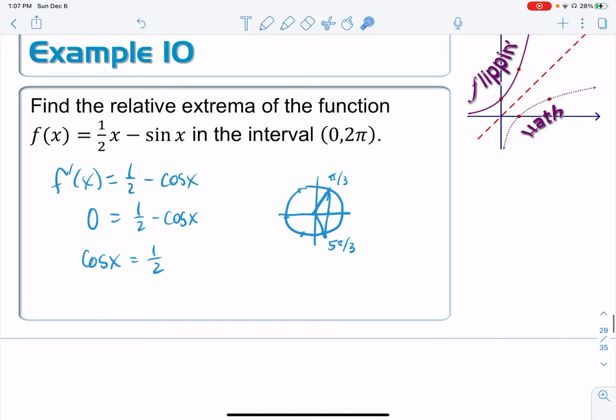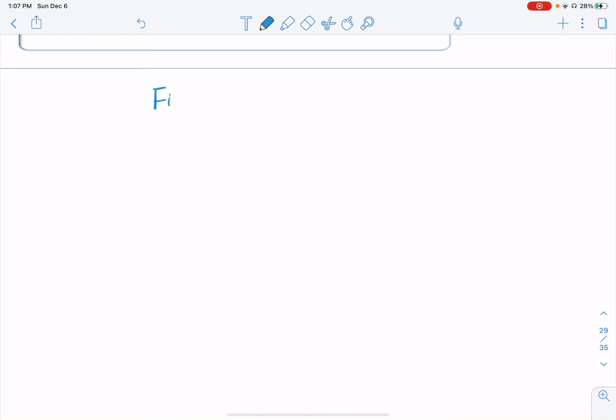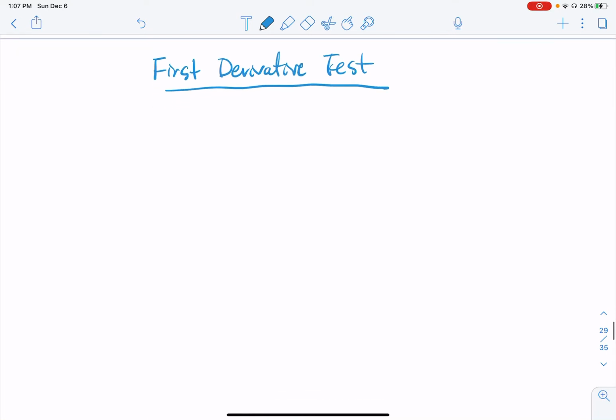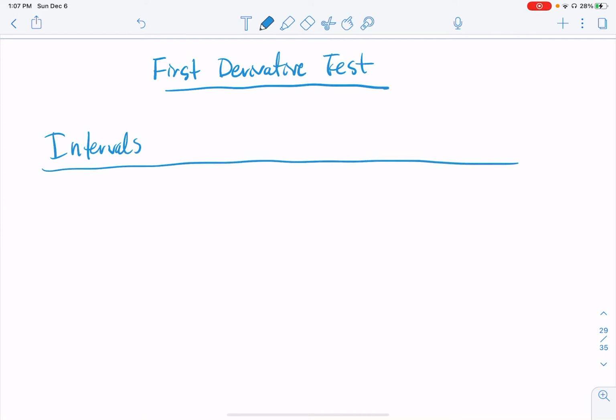We're going to use those to break up this interval here. This is going to look a lot like the test for increasing or decreasing. We just take it a step further. So this is called the first derivative test. And what does the first derivative test for? It tests for relative mins and maxes. So we're going to make ourselves a little sign chart, intervals, breaking up our domain from 0 to 2 pi.